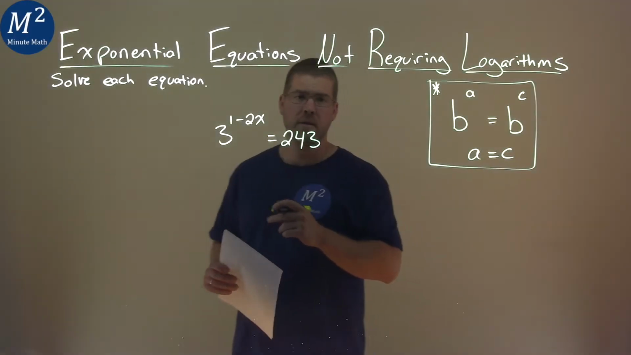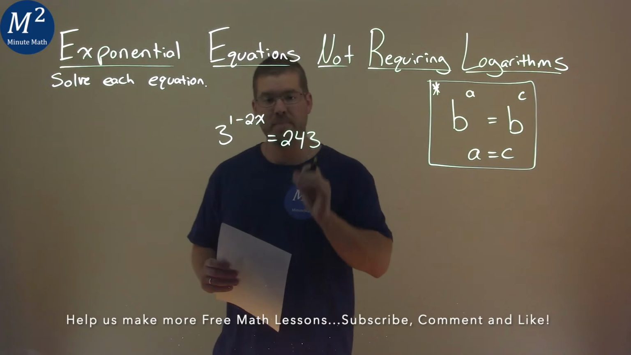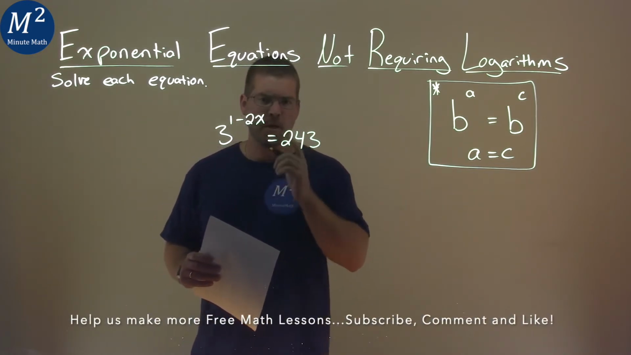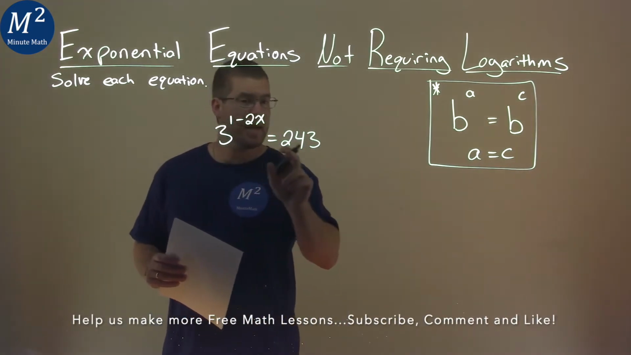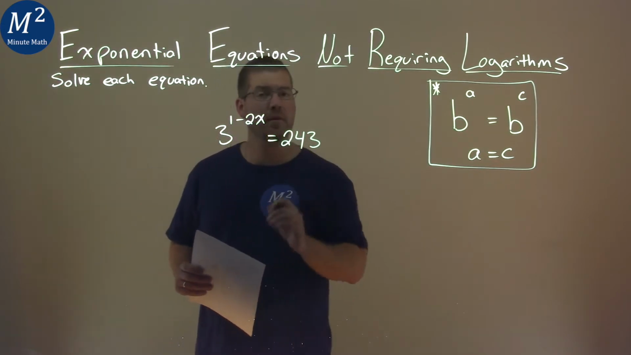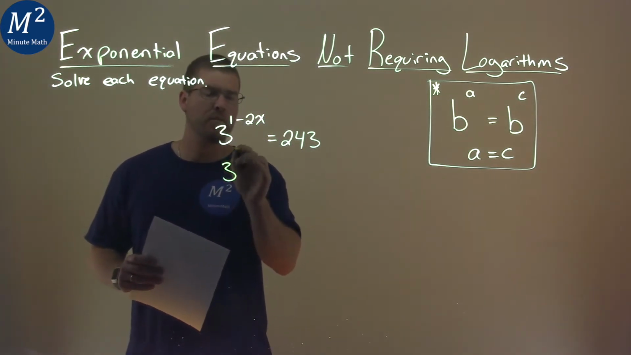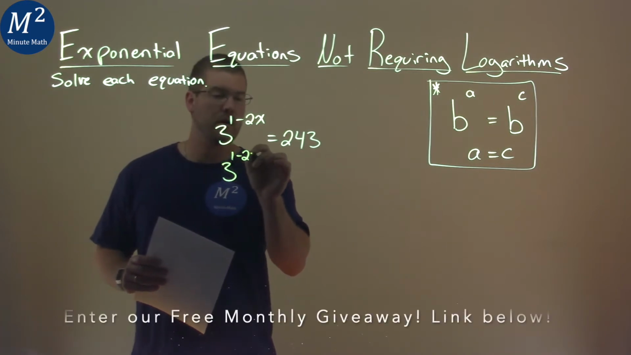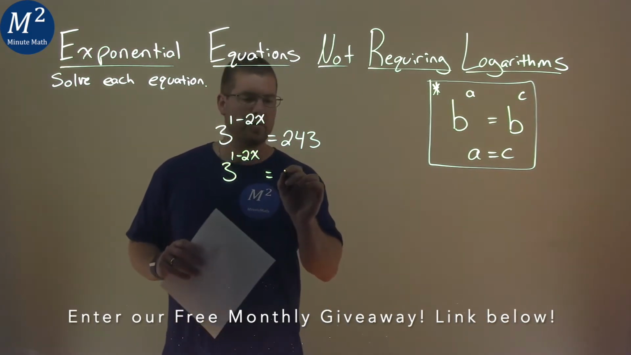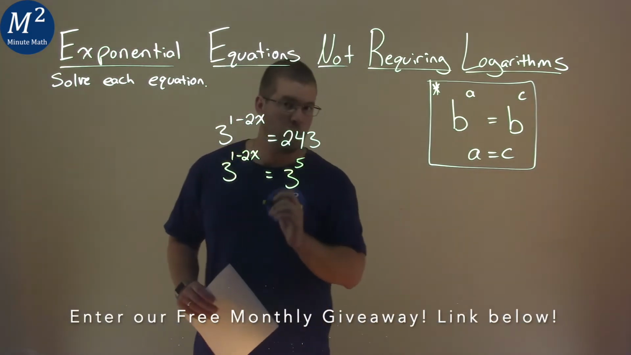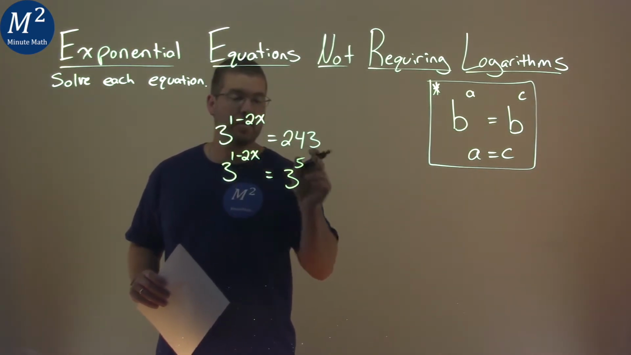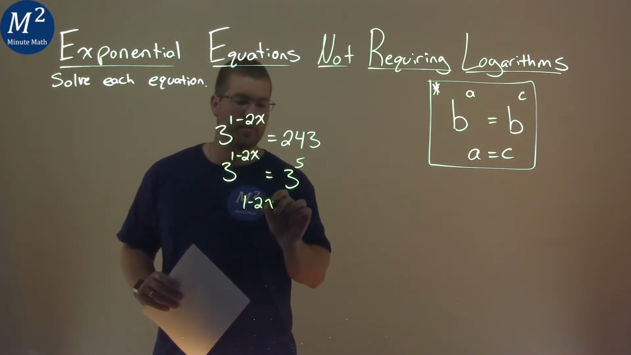We're given this problem right here, 3 to the 1 minus 2x power is equal to 243, and we need to solve this equation. Well, first thing is I want to have the same base for both sides of the equal sign. 3 I can't really do anything with, but 243 I can. So I'll rewrite the left-hand side, 3 to the 1 minus 2x power. And 243 is the same thing as 3 to the 5th power. We know the same base is now 3. We can take the exponents and set them equal to each other, and then we solve.